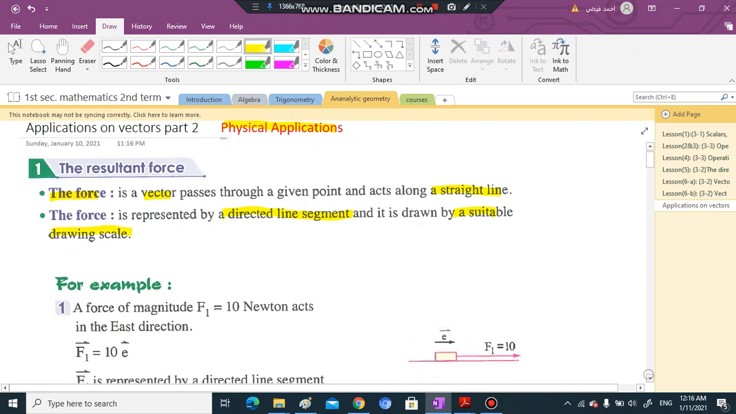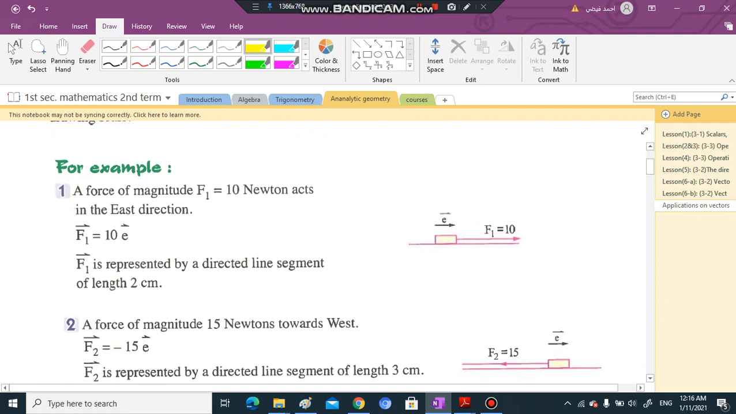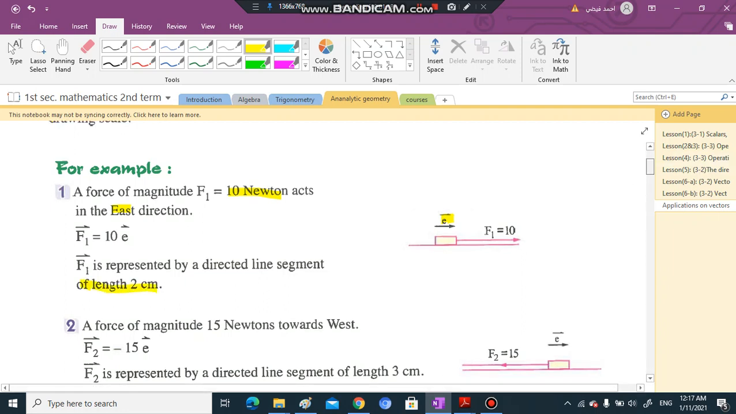So we have an example. If we have a force of magnitude F1 equal 10 newtons and we want to represent this force as a vector, we have magnitude and direction. So we will take E as the east direction. Then we have 10 newtons, so we can represent each 5 newtons by 1 centimeter. So we can represent the force 10 newtons by a directed line segment of length 2 centimeters. So it's read as F1 equal 10E.